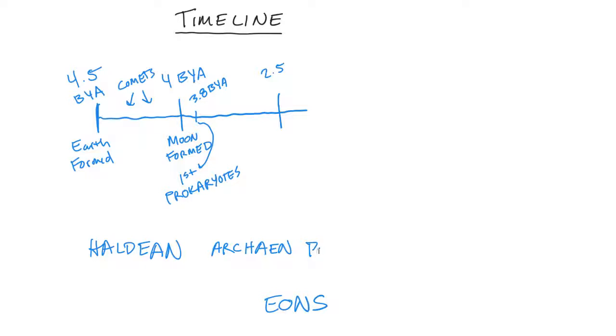And the next eon is the Proterozoic. And what we got at about 2 billion years is cyanobacteria. All right, what are cyanobacteria and why is that significant? So this is photosynthetic bacteria. Okay?